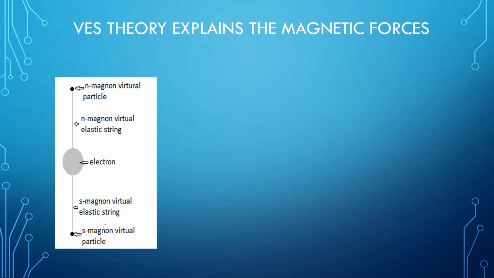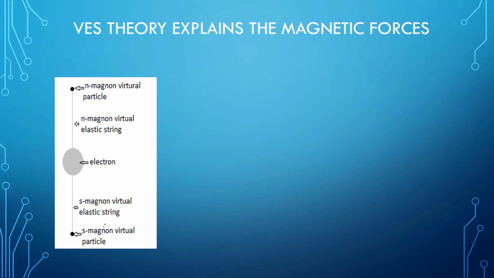The electron creates both north pole and south pole magnetic strings. I call the strings magnons. Magnons are created like all virtual elastic strings. They begin as virtual particles that are ejected by electrons, photons, and quarks. In the top portion of this illustration, an electron has ejected a north pole virtual particle. Because it remains connected to the electron, it creates an N-magnon virtual elastic string.